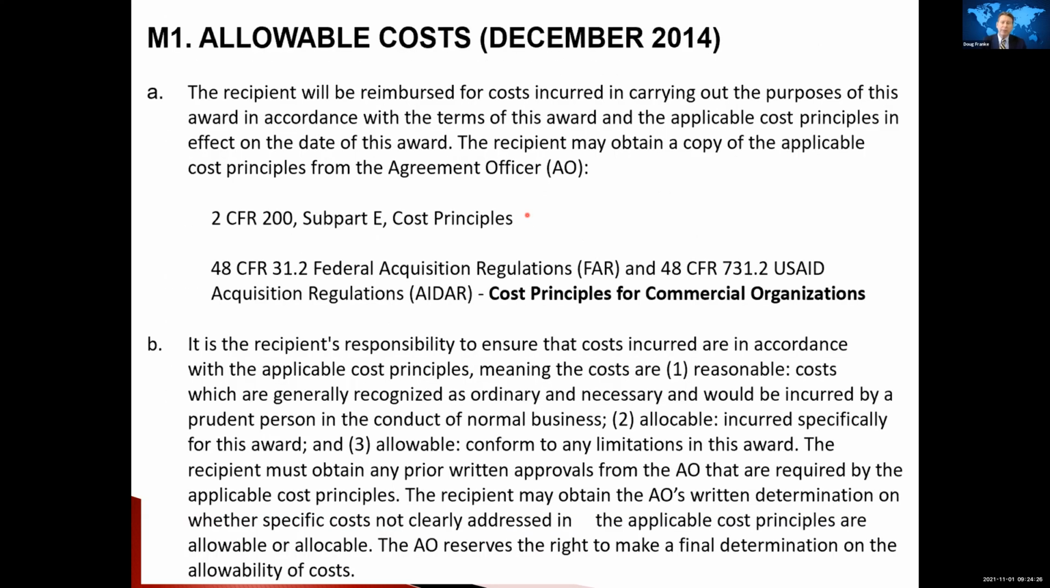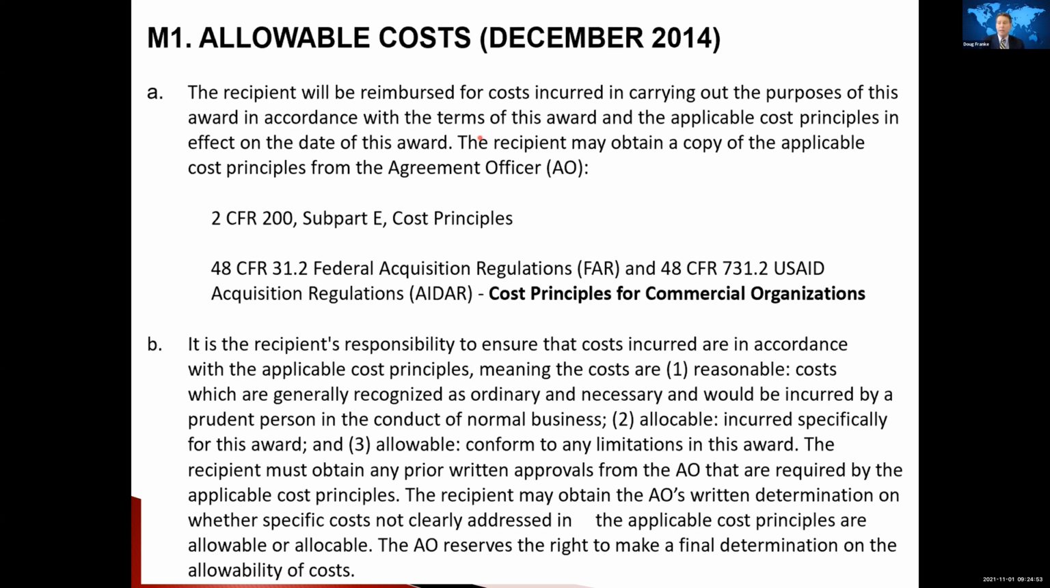The very first one, which is very important, notice what it says under A. The recipient will be reimbursed for costs incurred to carry out the award in accordance with the terms of the award. Read your award and the applicable cost principles, as it says below, 2 CFR 200.400. That's it. This is your rule set. You don't have to follow all the rules that the US primes do because you have the light version.